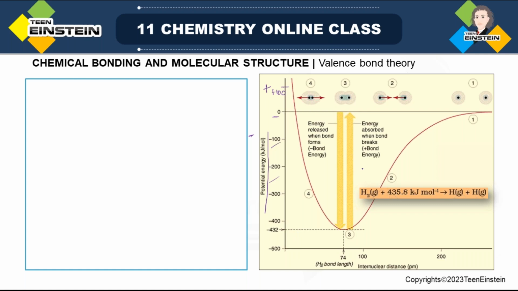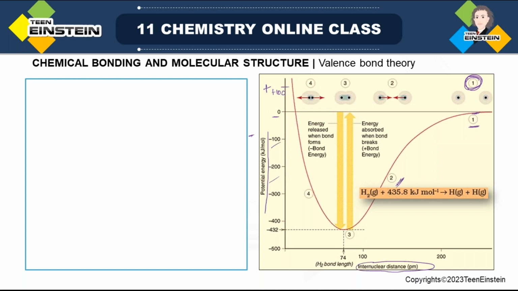And what is in the x-axis? X-axis is basically internuclear distance in picometer. That is the distance between two atoms. It is very short distance. That is why it is in picometer unit. Now look at this point 1 when they are far from each other. Okay, and this is the corresponding energy. So this is position number 1.